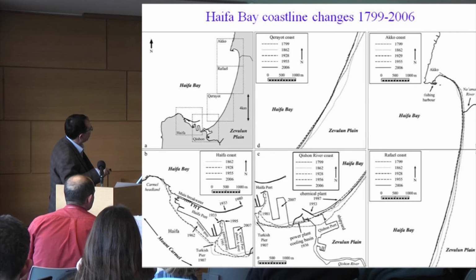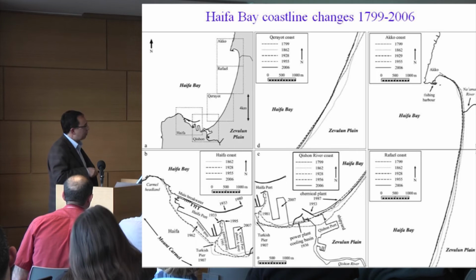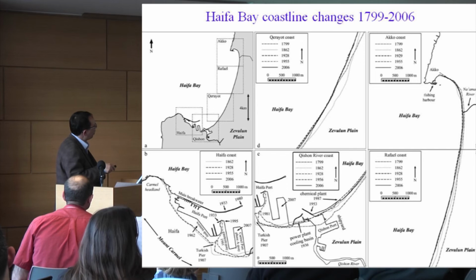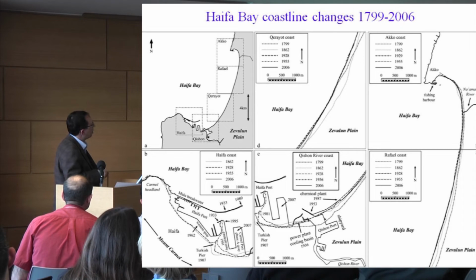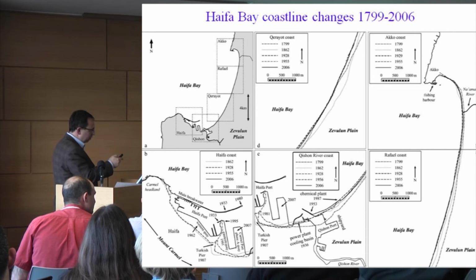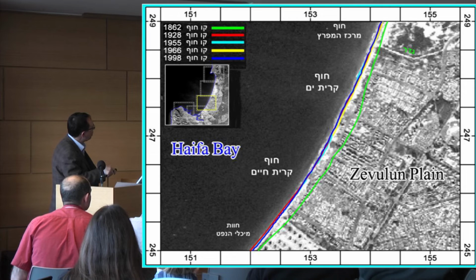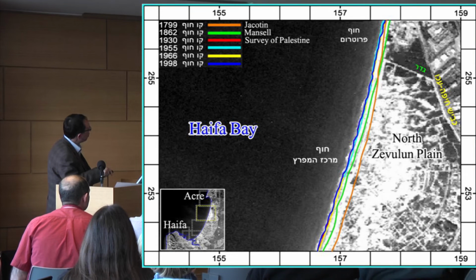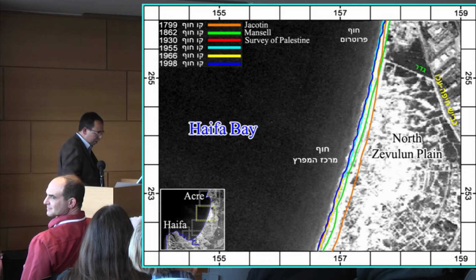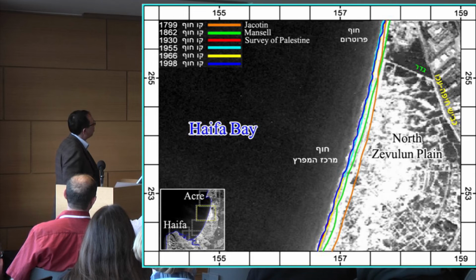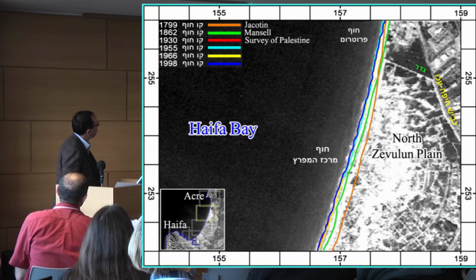In the eastern part of the bay, you can see that until the construction of the port, the coastline was progressing westward, and since the port was constructed, the bay froze. No sand continued to move eastward. All the sand stuck along the main breakwater, and since then, you can see that all the coastline here remains in the same position. So that's the coastline in Mansell, 1862. If you're looking northward, you can see the coastline from Jacoten, Mansell, and then after the construction of Haifa Port, it froze, and until today remains the same. More than, let's say, more than 80 years, everything remained the same. Thank you very much.